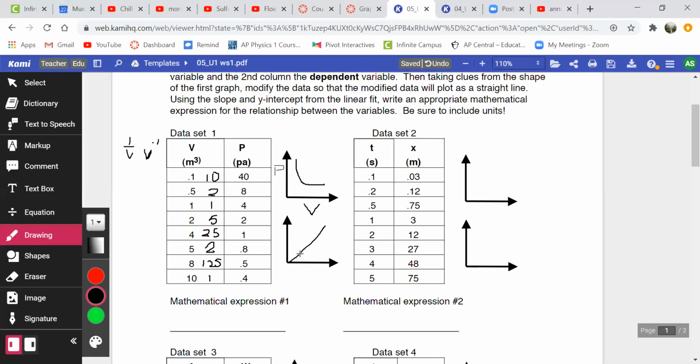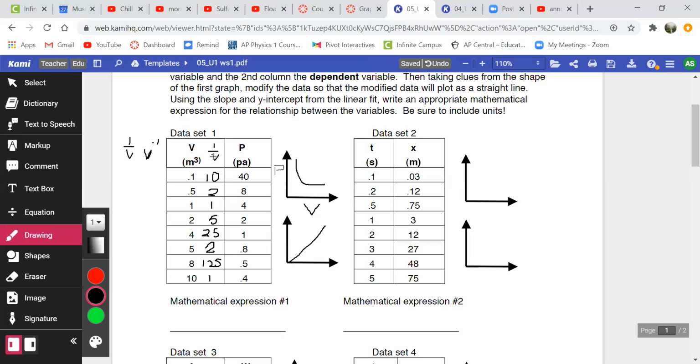So what would I call this set of data right here? If the first data set is called V, which is this variable right here, that initial typed out data, what can I call this data that I wrote next to it? What's that new variable? 1 over V. And in order to get that straight line, I had to plot this data.